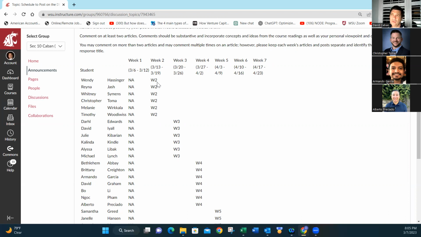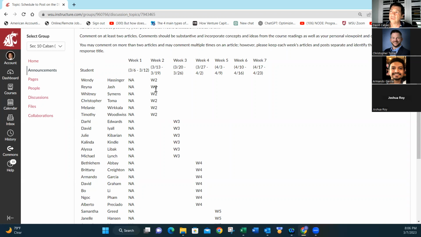By the way, I'm new to WSU, so bear with me. I've learned everything, but I may hesitate every once in a while. But in this case, I believe you only have to post your article, the person that is indicated here, and the other students must make at least two comments on any of the articles posted, okay? And that's the way it will work.